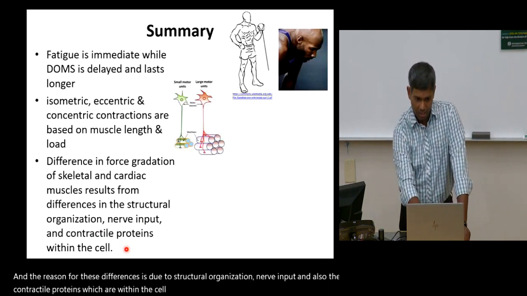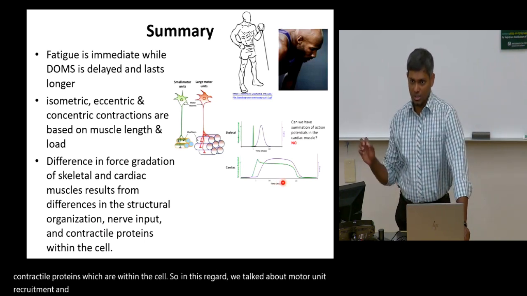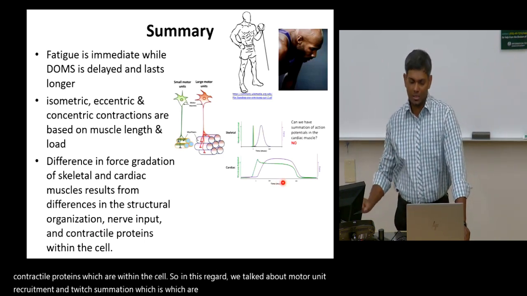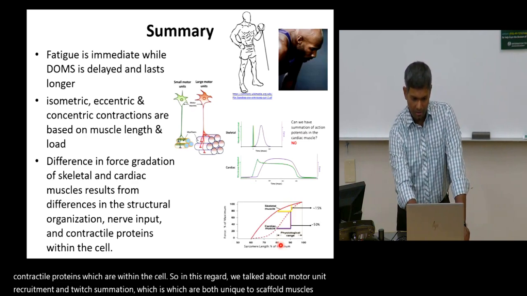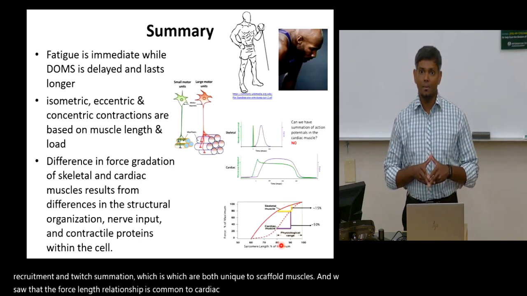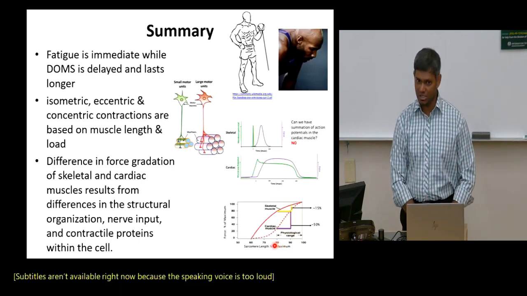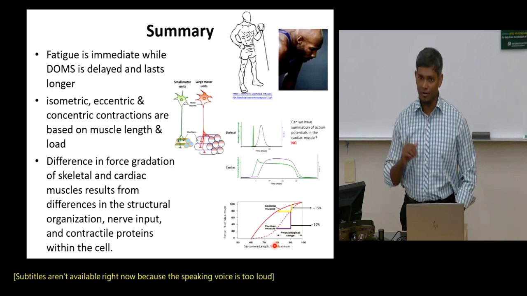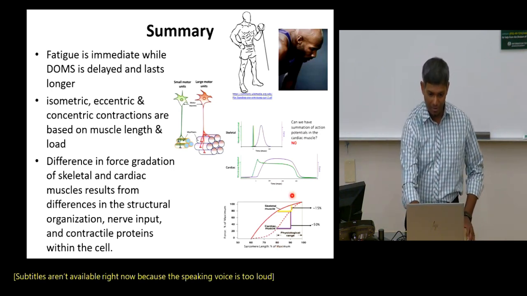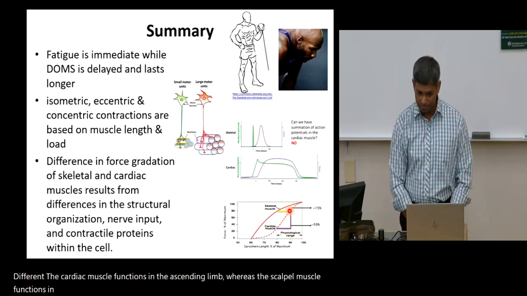In this regard, we talked about motor unit recruitment and twitch summation, which are both unique to skeletal muscles, and we saw that the force-length relationship is common to cardiac and skeletal muscle, but the region where the cardiac and the skeletal muscle function physiologically is different. The cardiac muscle functions in the ascending limb, whereas the skeletal muscle functions in the plateau region.